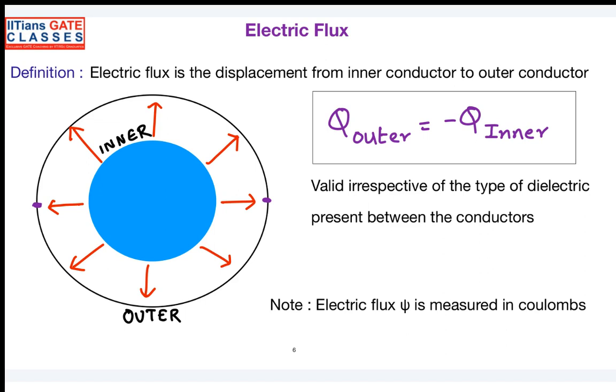So here the electric flux is the same as charge. When you add all this flux generated from the inner conductor, you will get exactly the same as the charge on the inner conductor. So as of now, you can remember electric flux is the same as the charge. Is it clear? So that's what I gave. Since electric flux is the same as charge, the unit of the electric flux is also measured in coulombs. Is that correct?